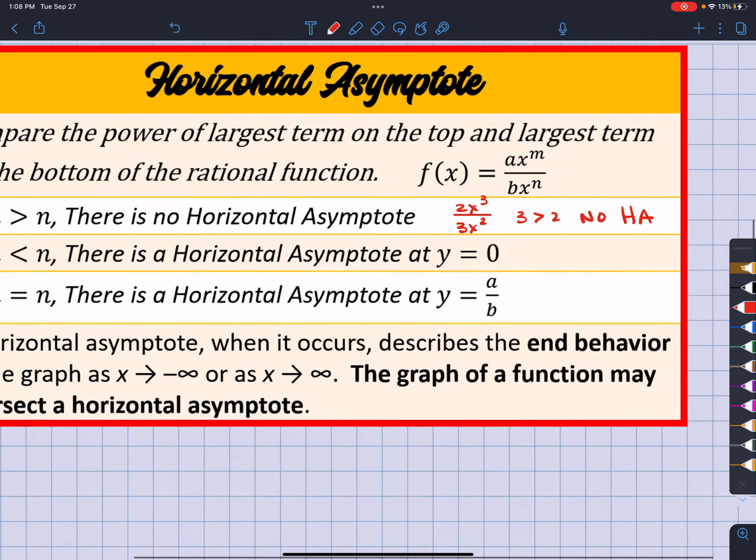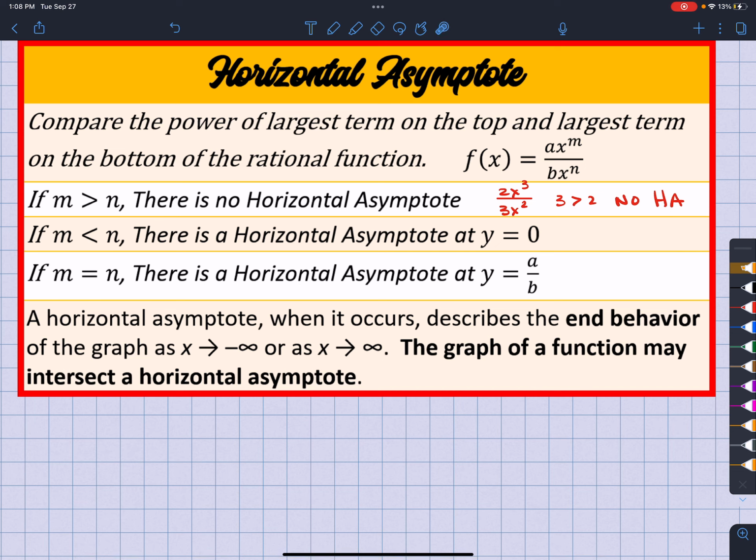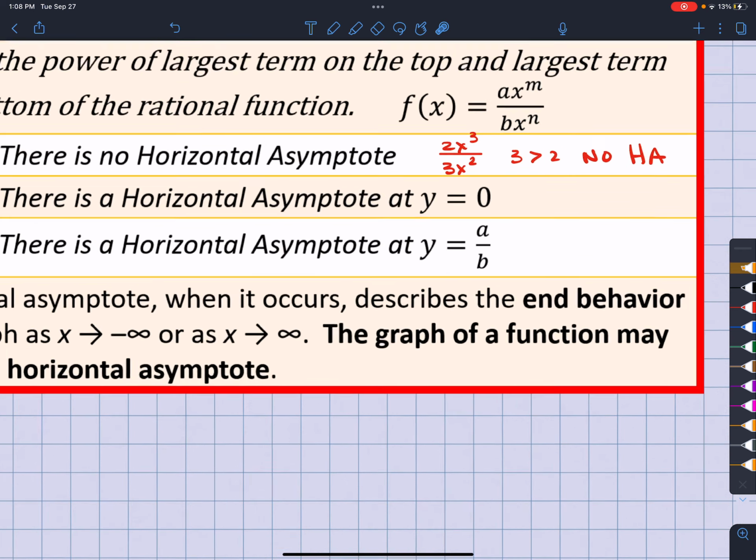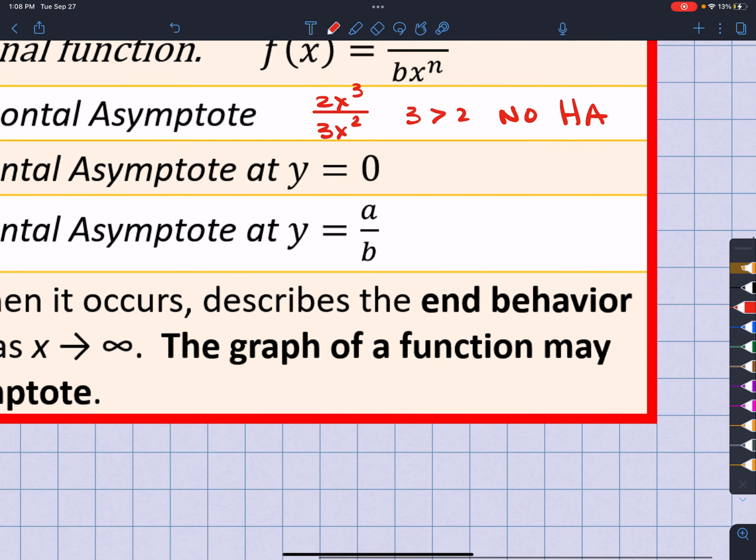Now, if the power on the top is less than the power on the bottom, then there's a horizontal asymptote at y equals 0. So if I had 3x squared over 2x to the third, since 2 is less than 3, then we have a horizontal asymptote at y equals 0.